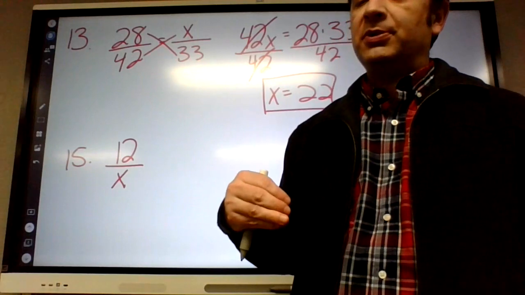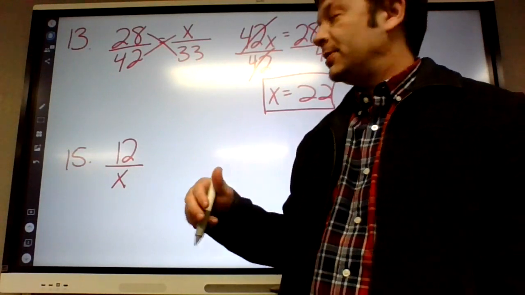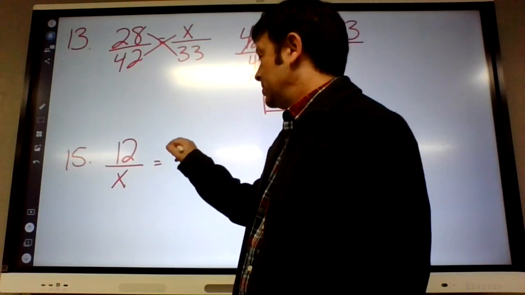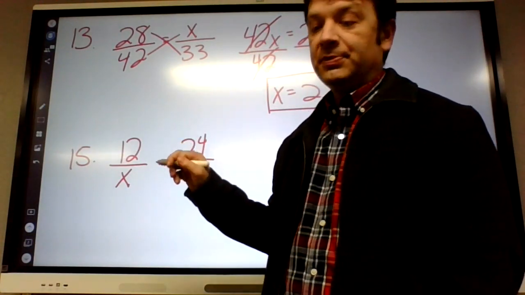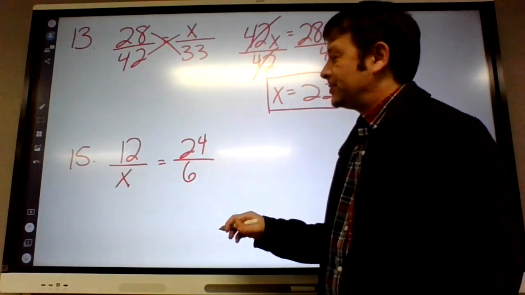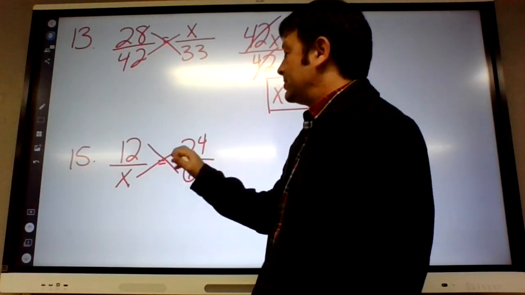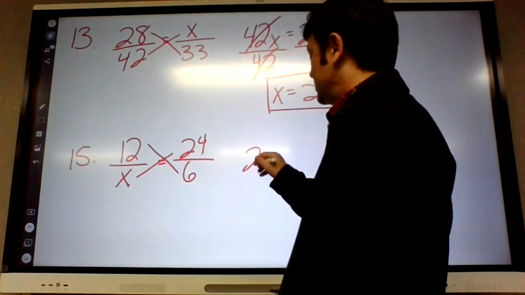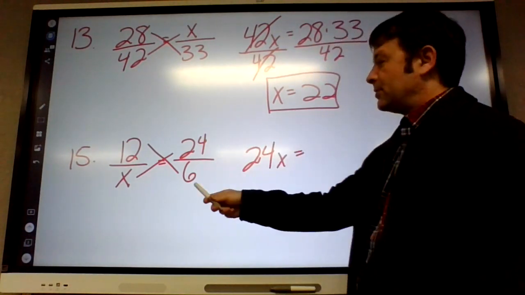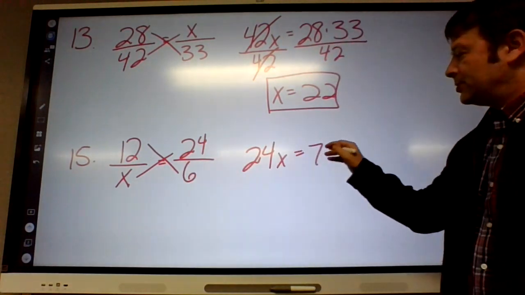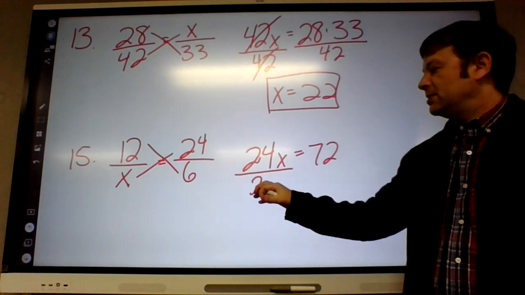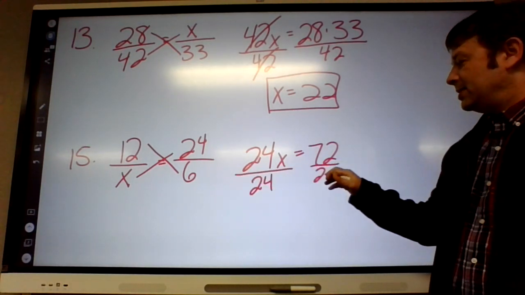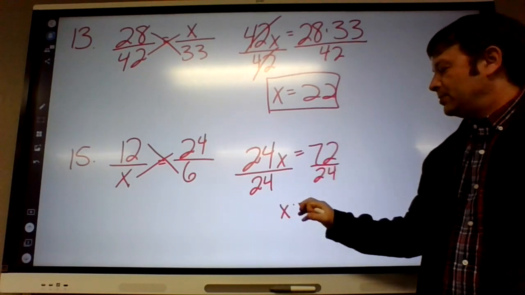So on the bottom part, what's the big triangle? 24, 18 plus 6. And what's the little triangle on the bottom? 6. So that should help us find X, which is not quite the answer. 24 times X equals 6 times 12. 6 times 12, you guys remember your 12s? 72. And then divide by 24, and we get 3.